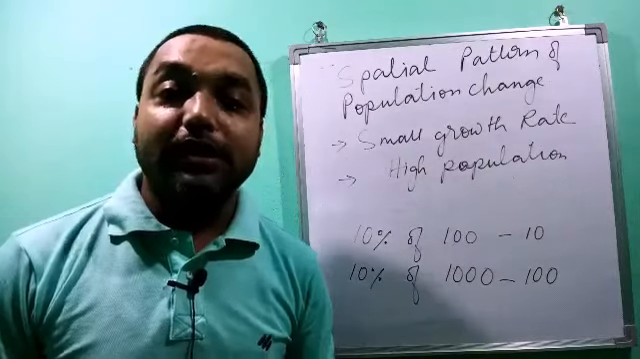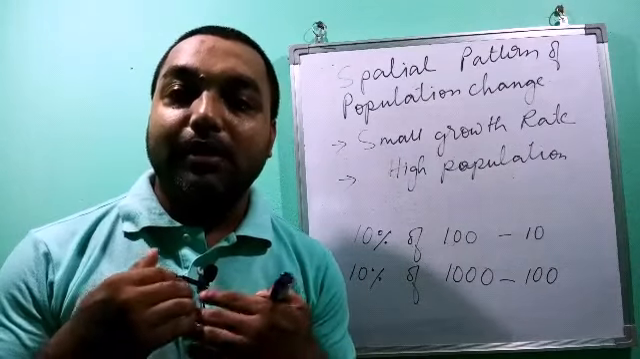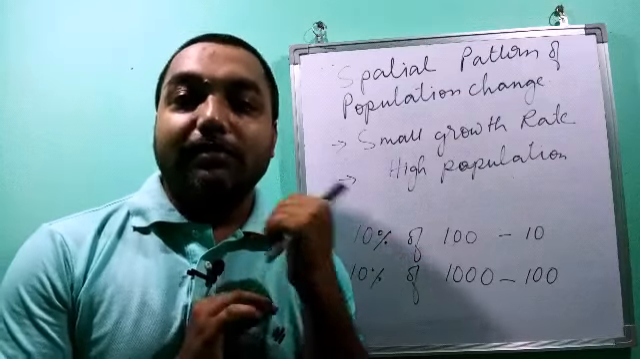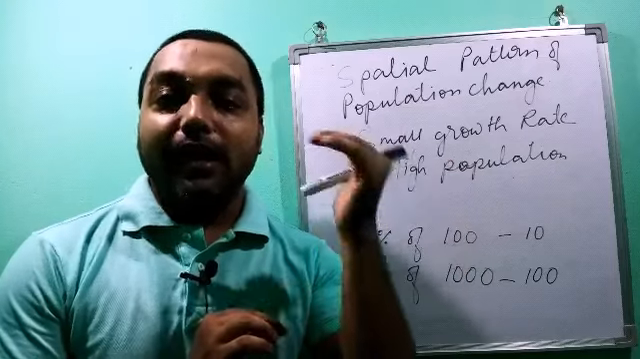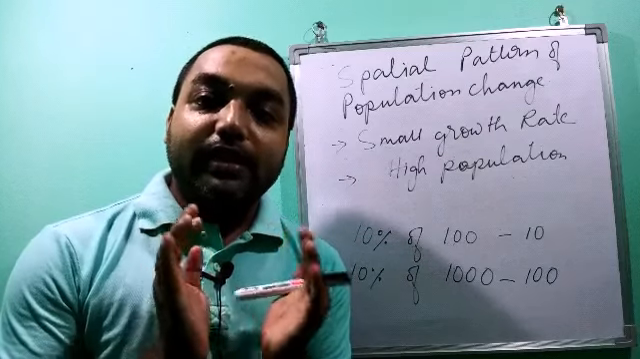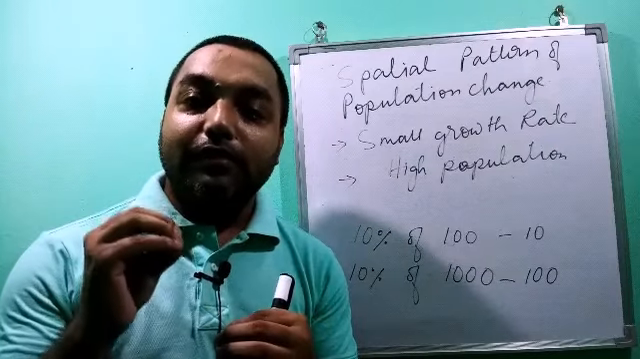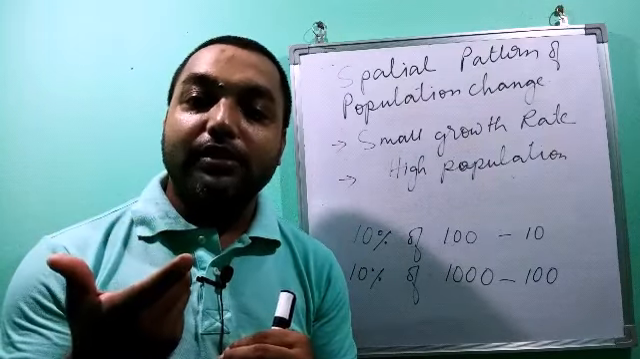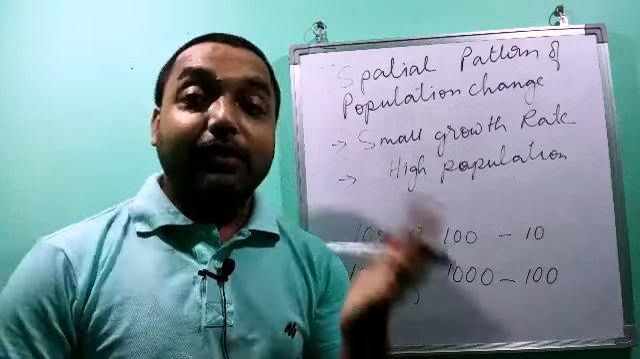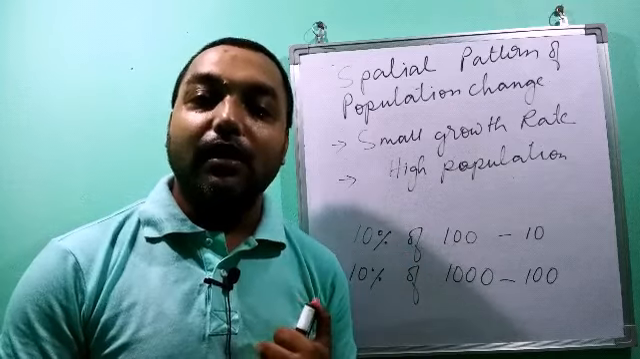So next, let us come to the spatial pattern of population change. Though the world population is increasing very rapidly, in all the regions of the world it is not the same. In some regions the population increase is very high, and in other parts the population increases very slowly. In countries where the total population is less, even if the growth rate is high, not much effect is seen. But if the population is very high, even a small growth rate will affect the population growth.